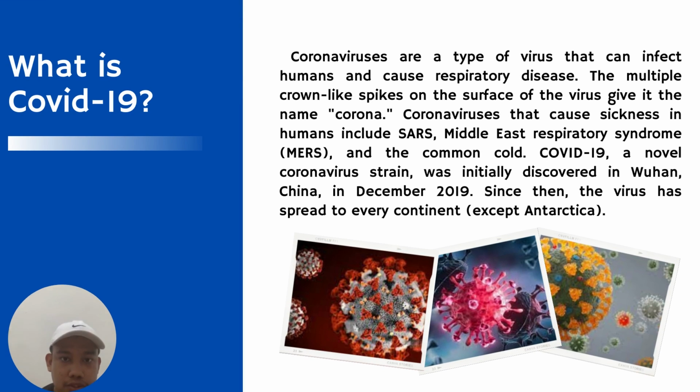What is coronavirus? Coronaviruses are a type of virus that can infect humans and cause respiratory disease. The multiple crown-like spikes on the surface of the virus give it the name corona. Coronaviruses that cause sickness in humans include SARS, Middle East Respiratory Syndrome, which is MERS, and the common cold. COVID-19, a novel coronavirus strain, was initially discovered in Wuhan, China in December 2019. Since then, the virus has spread to every continent except Antarctica.